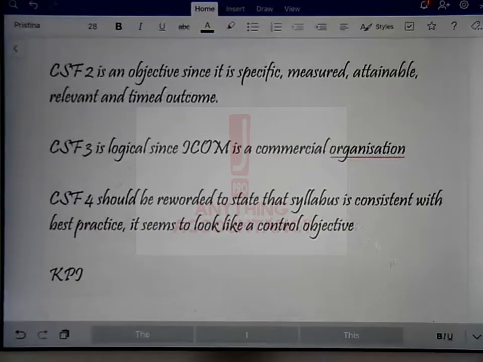Are you clear how I'm handling the question? Yes, no? You don't need to write too much, right? You just have to say something about each critical success aspect. Got it? Clear or not clear? Does that make sense? KPI, what are you going to say about the KPI?